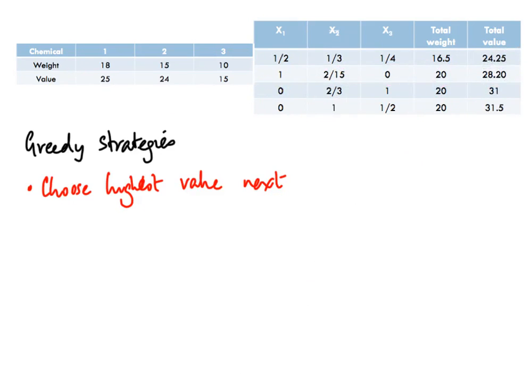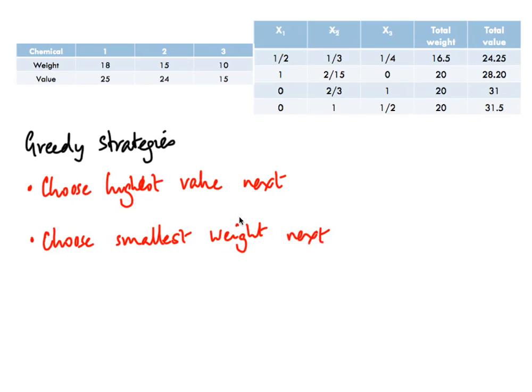So we can look instead at weight. What you want to do is keep as much capacity as possible. So we fill up the bag in order of weight, but in ascending order. We choose the smallest weight next. We want to put as many bags of chemicals as we can into our knapsack.